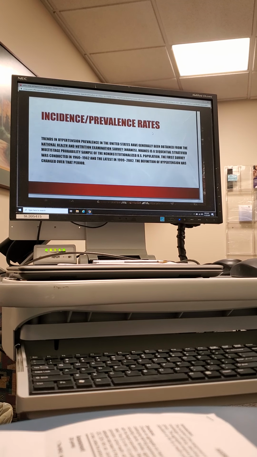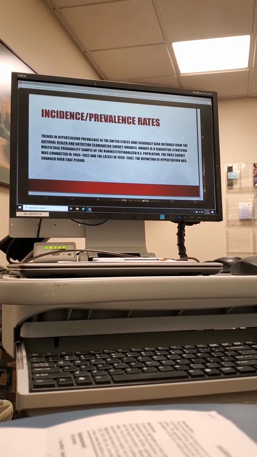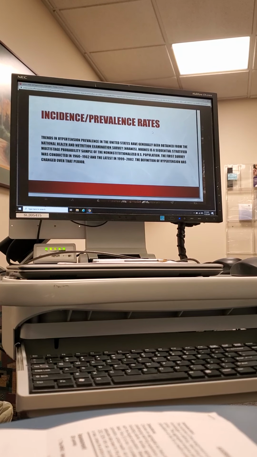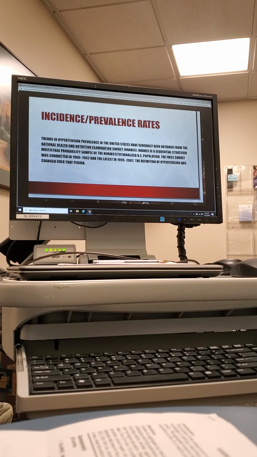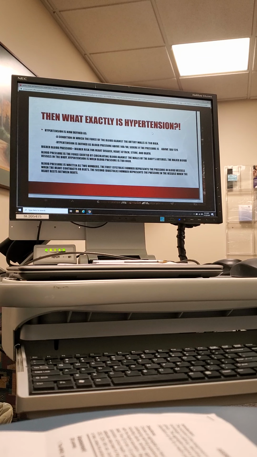The definition of hypertension has also changed over that period. So what is your definition of hypertension right now? Just elevated blood pressure? Correct. Yes. That is the basic definition of it. There are some other things we will get into as well that also define hypertension that go along with describing it as high blood pressure.